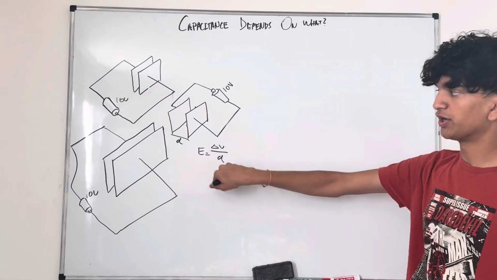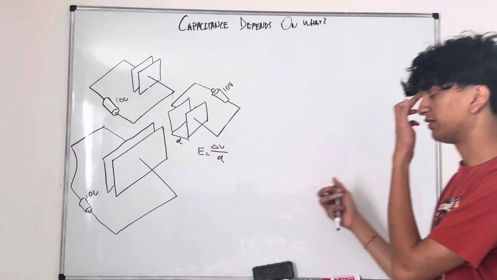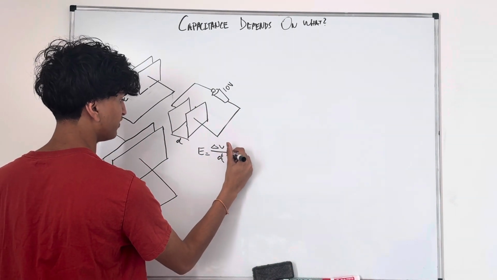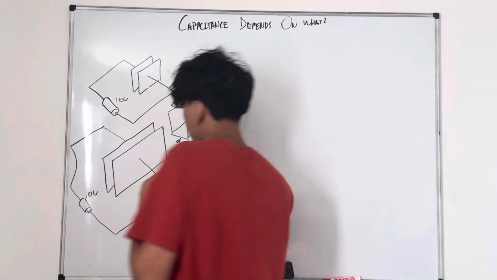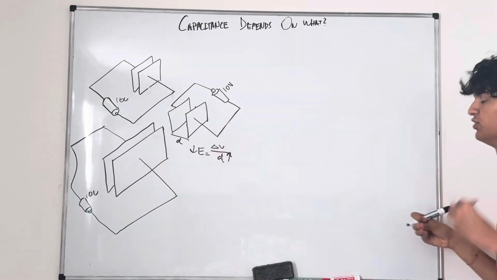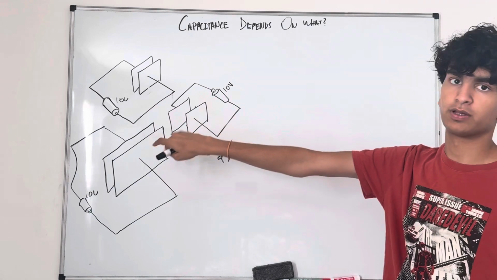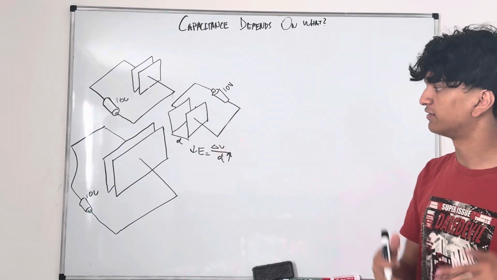this one has a much bigger distance. So if you think about the inverse proportionality, more distance means less electric field. Well, how do you get less electric field? You have less charge on the plates. So hopefully that makes sense.